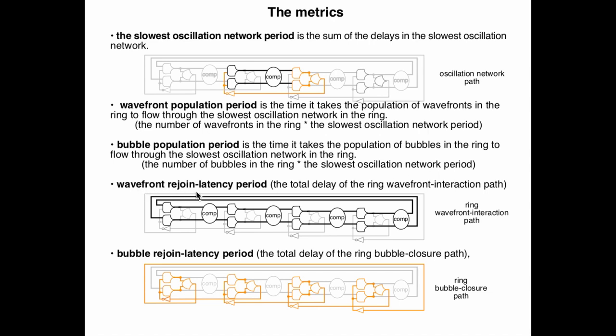Then we have the wavefront rejoin latency period, which is the total delay of the ring wavefront interaction path, which is the interaction path all the way around the ring. And then the bubble rejoin latency period is the total delay of the ring bubble closure path. Now the wavefront rejoin latency period is how long it takes a wavefront to flow all the way around the ring. The bubble rejoin latency period is how long it takes a bubble to flow all the way around the ring.